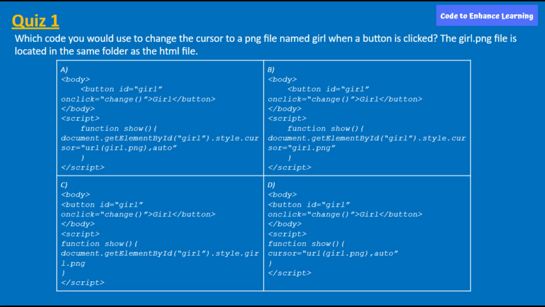We are at the end of this lesson. By now, you must be in a position to solve these questions. Go for it. Question number 1 is: which code would you use to change the cursor to a PNG file named girl when a button is clicked? The girl.png file is located in the same folder as the HTML file. You have 4 options of code for this question, and now you have 5 seconds to find the correct answer. Your time starts now.